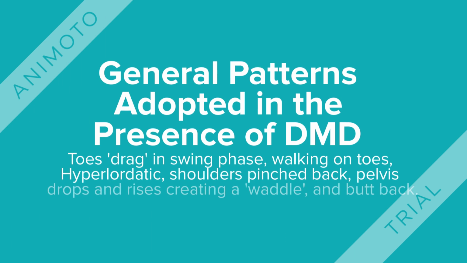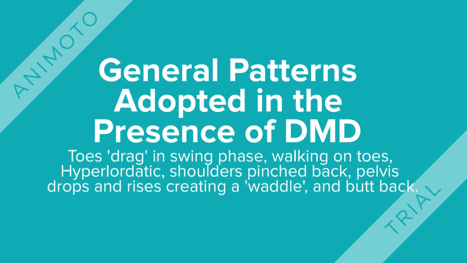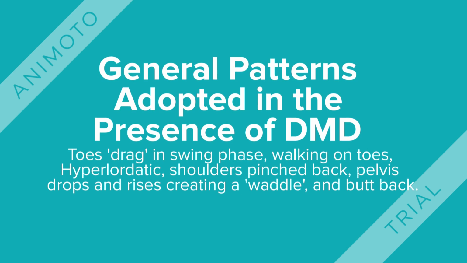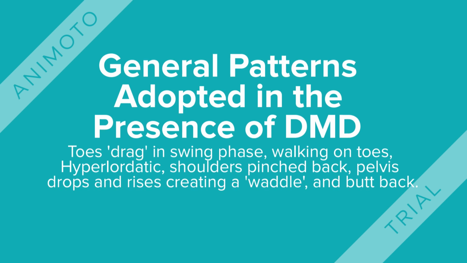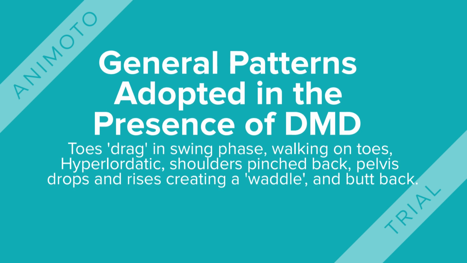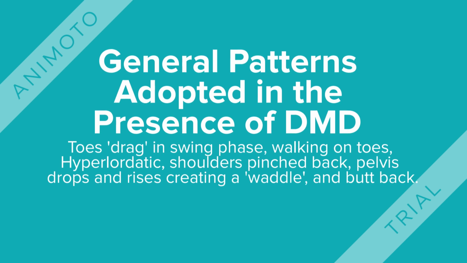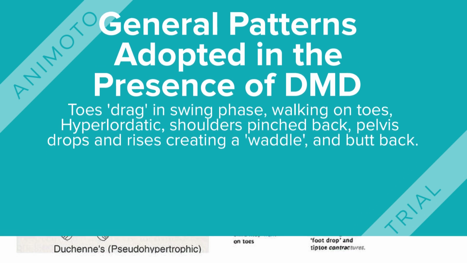There are several different patterns adopted in the presence of DMD to compensate for loss of muscle function. Those include toe drag in swing phase, walking on the balls or toes of the feet, a hyperlordotic curve in the back, pinching back of the shoulders and tucking of the chin to help keep balance while walking, as well as pelvis drops and rises, creating a waddle while they walk.